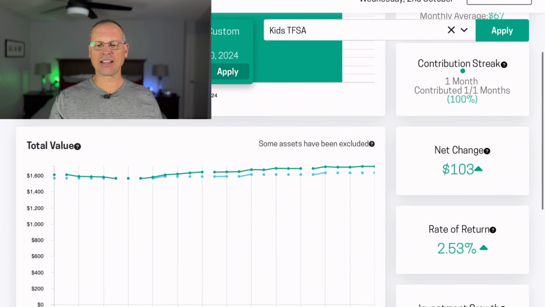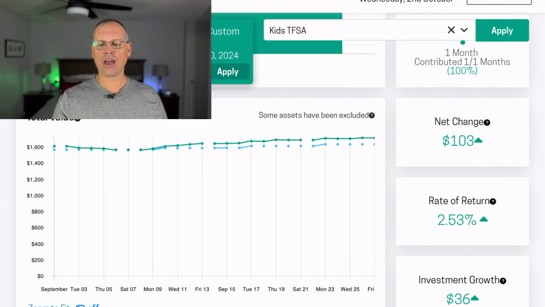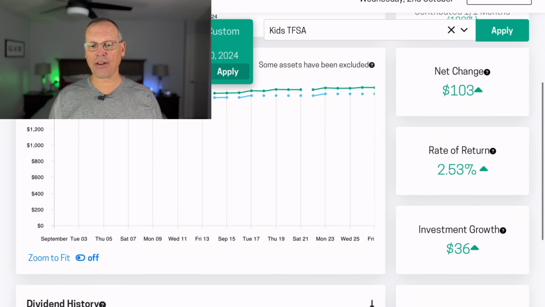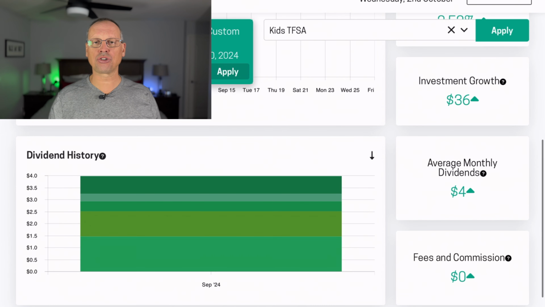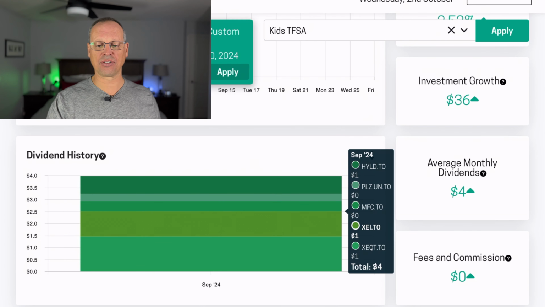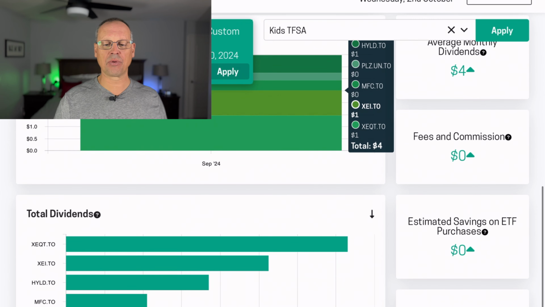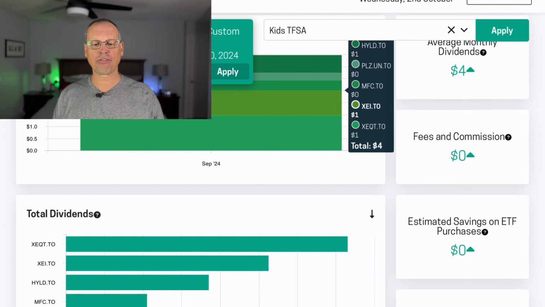So we can see, like I said, $67 was the net contribution to the account. The net change in the account is $103. And the rate of return in the month of September, 2.53%. And the investment growth is $36. Looking down here, it says the average monthly dividends is $4. And when we look at this month, there you go, we had $4 from the positions that actually paid out.